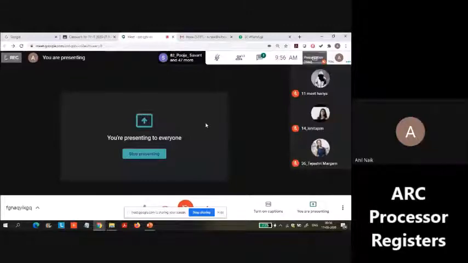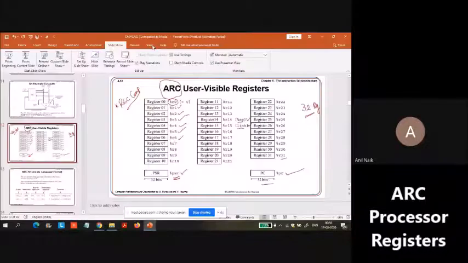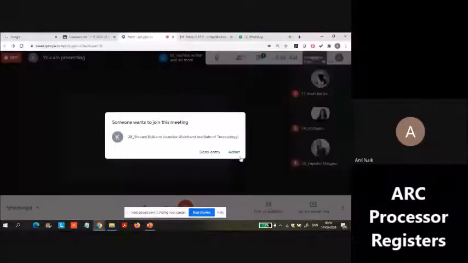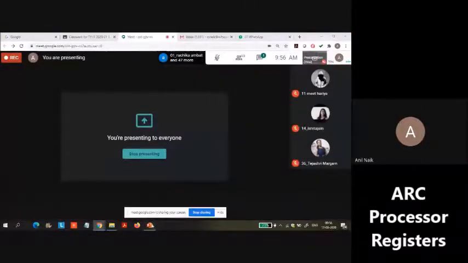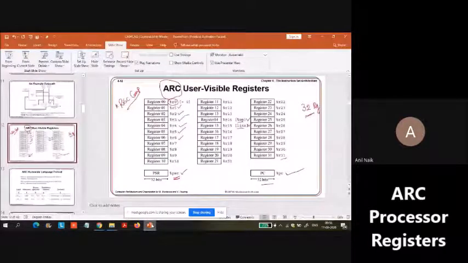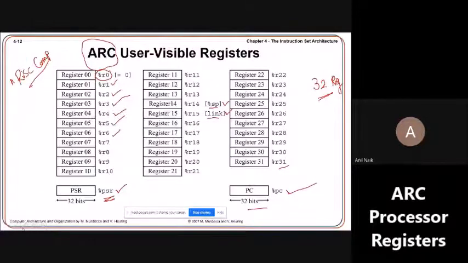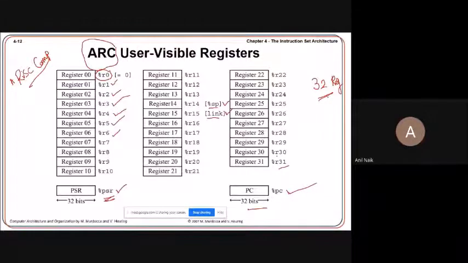R0 to R31. These are the general purpose registers, percentage R0 to percentage R31. These are the ARC user visible registers. We use these registers, percentage R0, R1, R2, R3, R4 till R31. So these are the 32 registers.